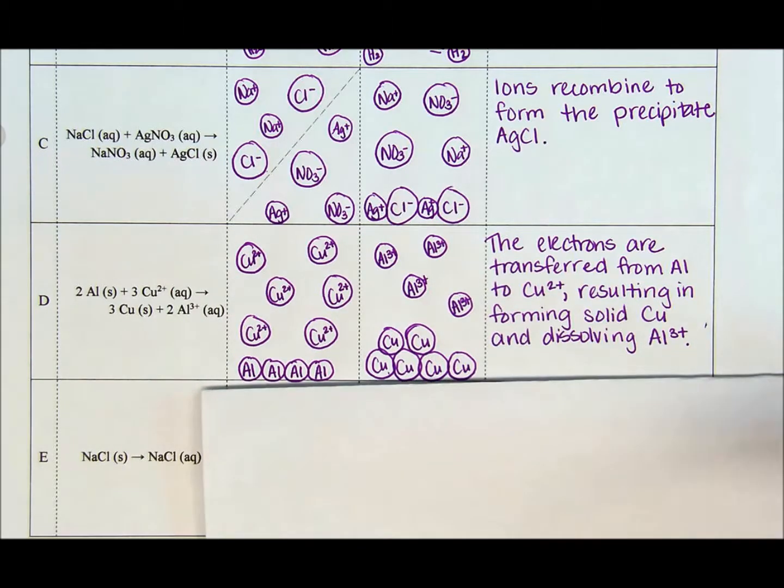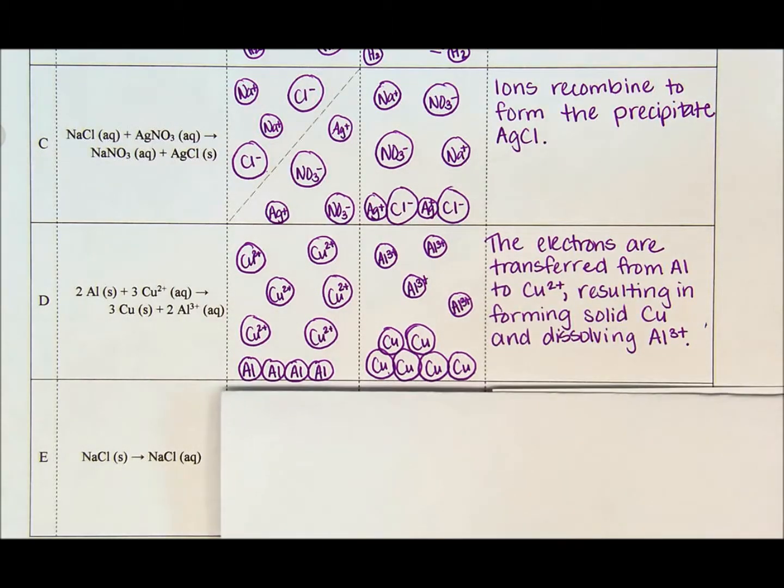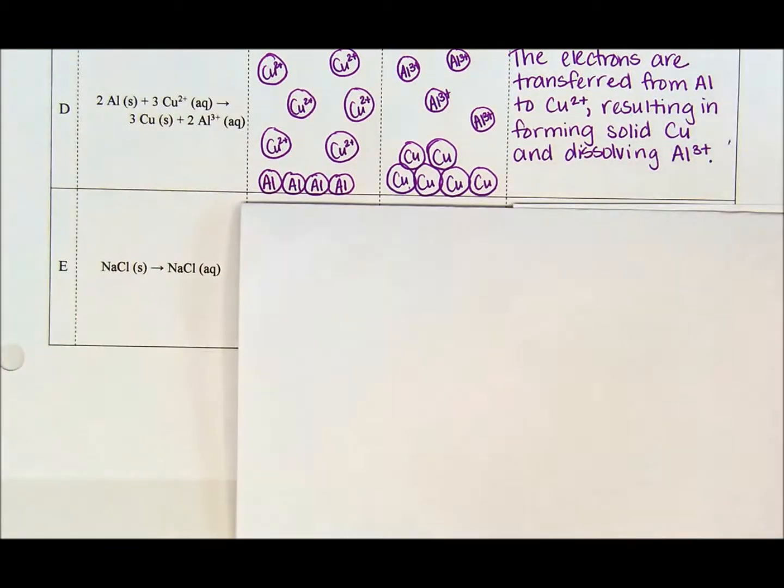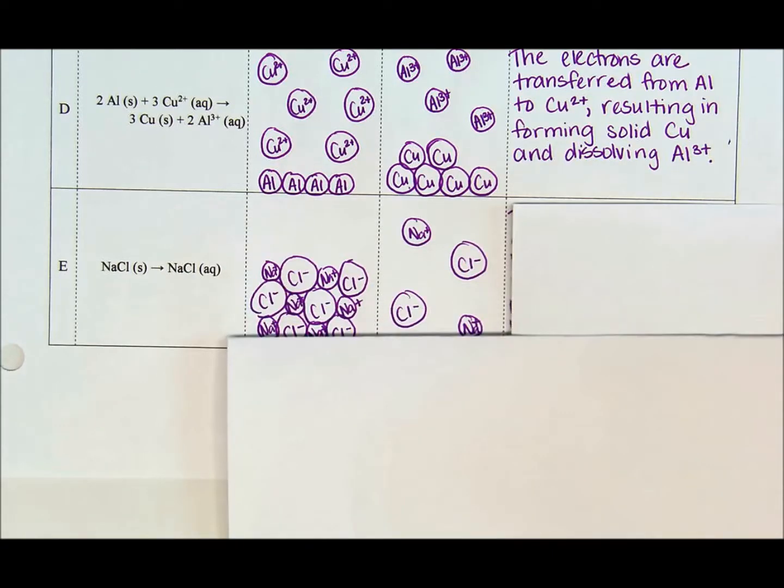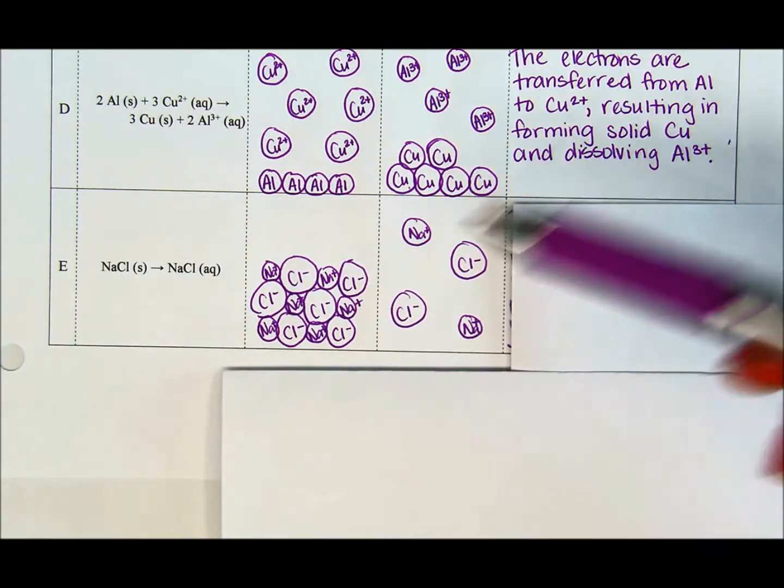Okay, go ahead and pause the video and try reaction E. So reaction E, you're going from sodium chloride solid to sodium chloride aqueous. So basically, this is dissolving table salt. So this is what that looks like. You have your sodium chloride.